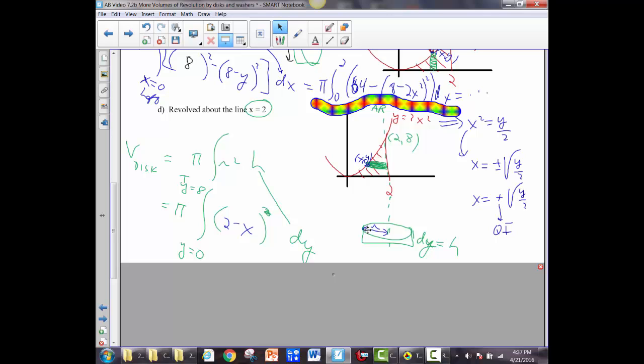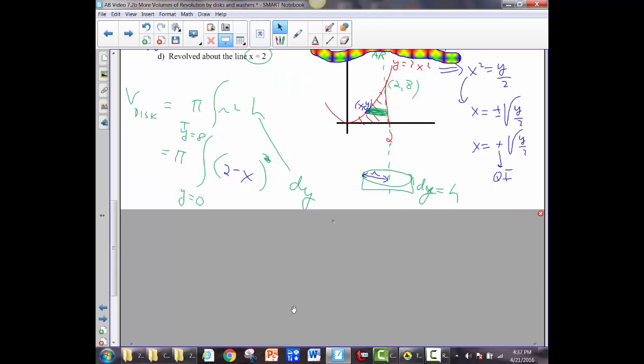And now I have radius squared, and this is why you want a good picture that's not microscopically tiny. The radius goes from here to here. You know that from here to here is 2, because that's the line x equals 2. You know that from here to here is the length x, because that's the point (x, y). So this green will have the length 2 minus x, and there's your 2 minus x.